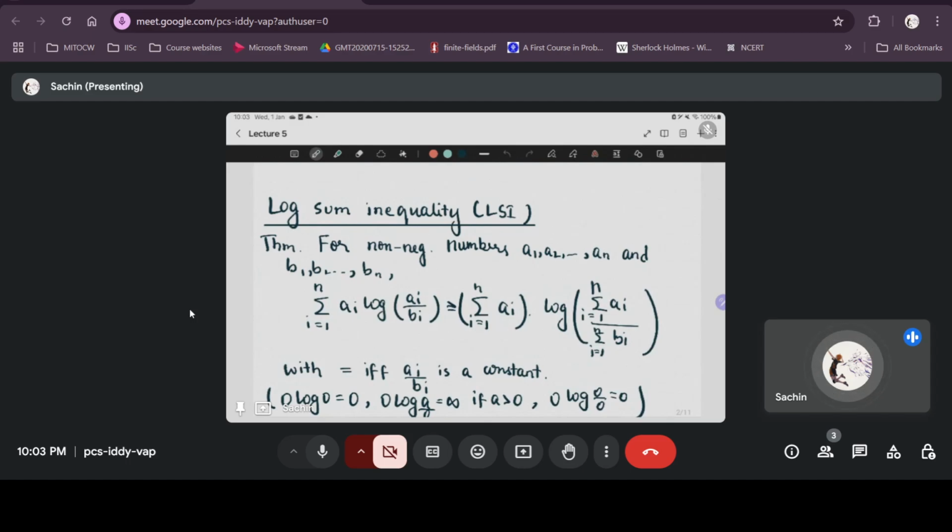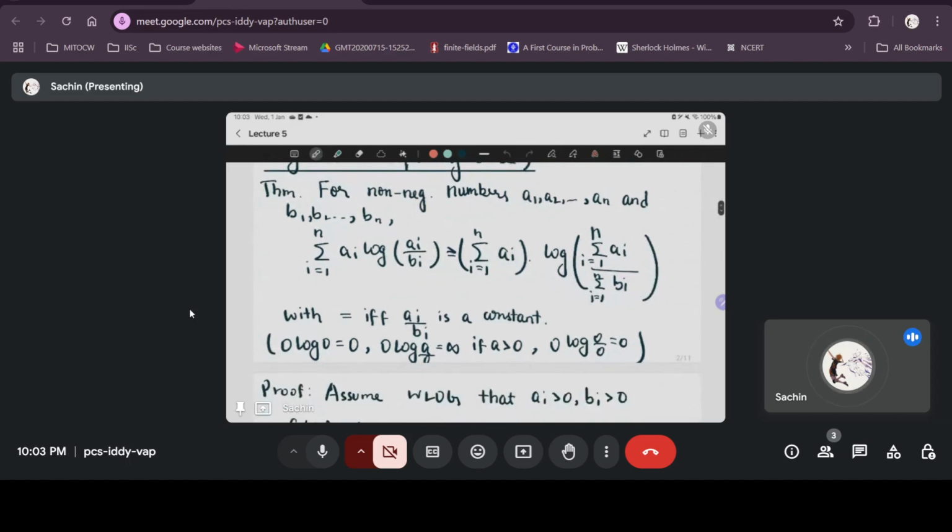The theorem says that for any non-negative numbers a1, a2 up to an and b1, b2 up to bn, so two sets of non-negative numbers, summation of ai times log of ai over bi is greater than or equal to summation of ai multiplied by log of summation of ai divided by summation bi, with equality if and only if ai by bi is a constant. The convention we follow is as usual: 0 log 0 is 0, 0 log of a non-zero quantity by 0 is infinity, 0 log 0 by 0 is 0.